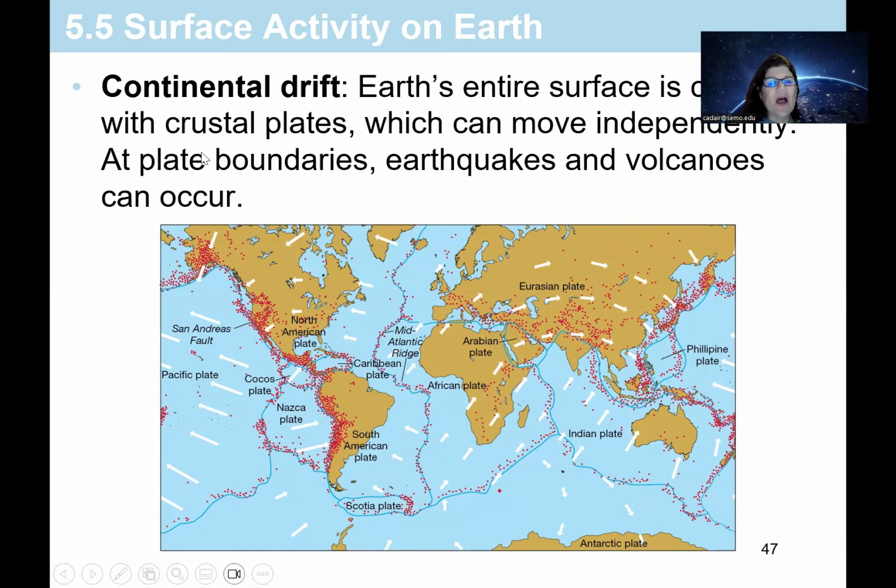So anyway, now we know that there are plates, and at the boundaries of these plates, we have earthquakes and volcanoes.